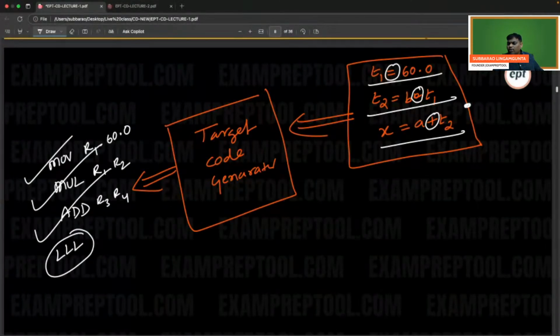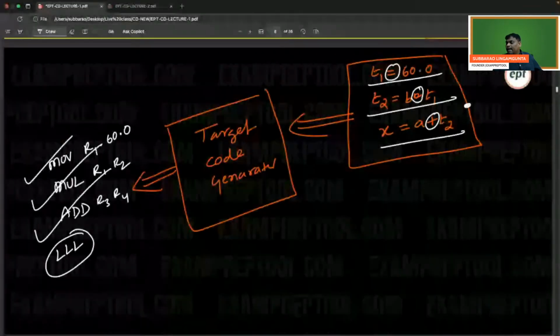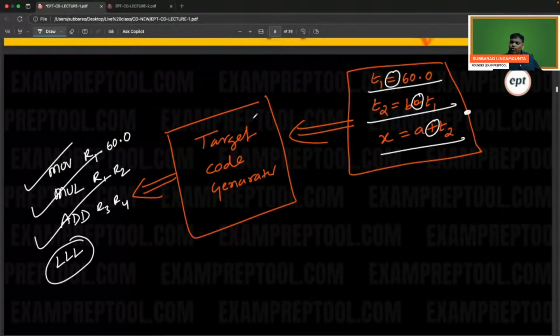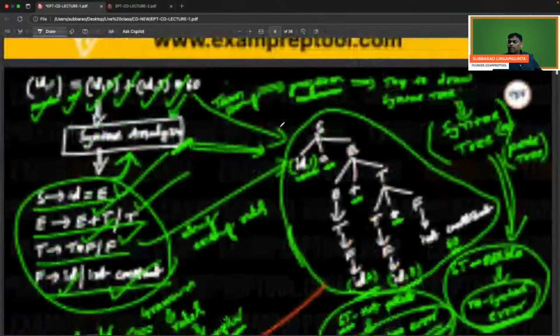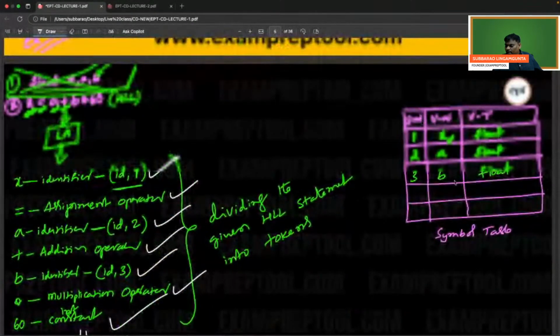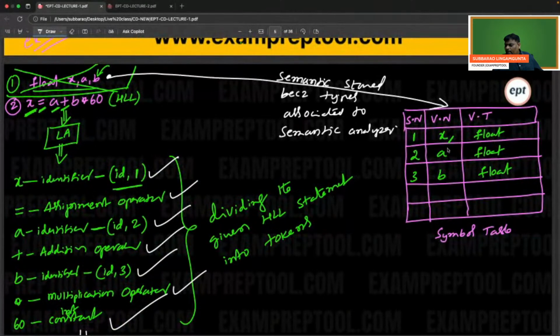If you observe clearly, token numbers are given from the symbol table only. In the symbol table, first row, X is there. So the token number is ID, 1. So who gave the token number? Lexical. So everyone can use it. See, everyone can store here, and everyone can take from this also.